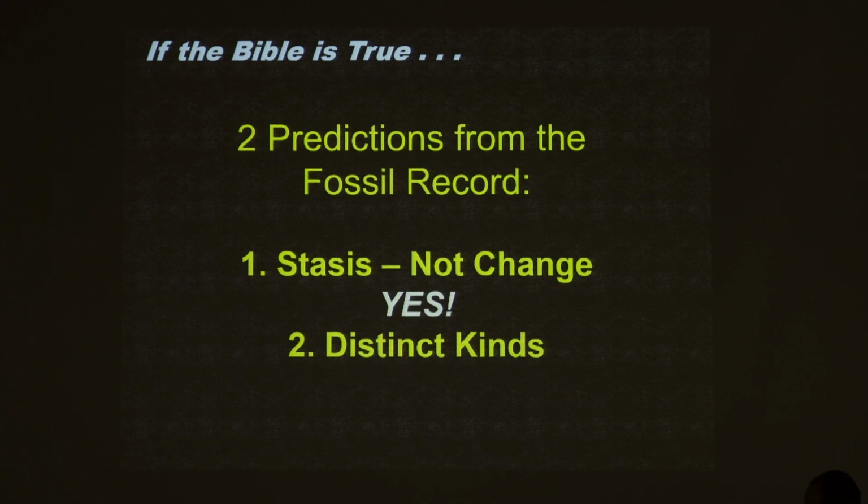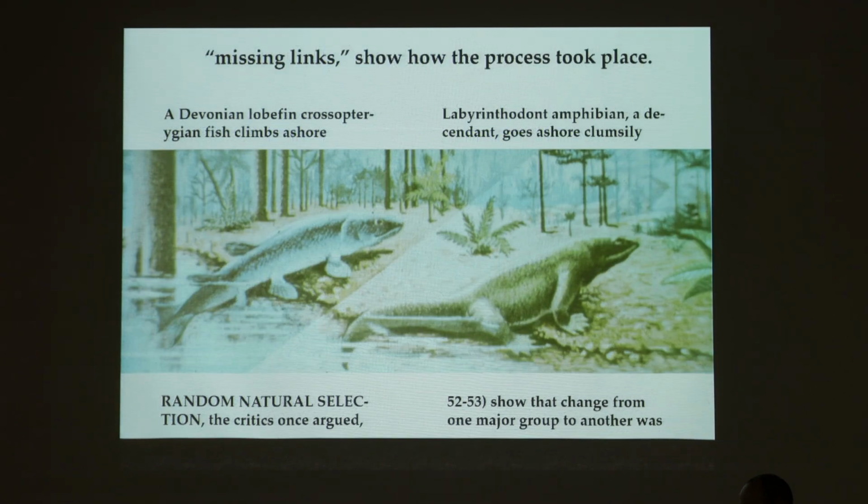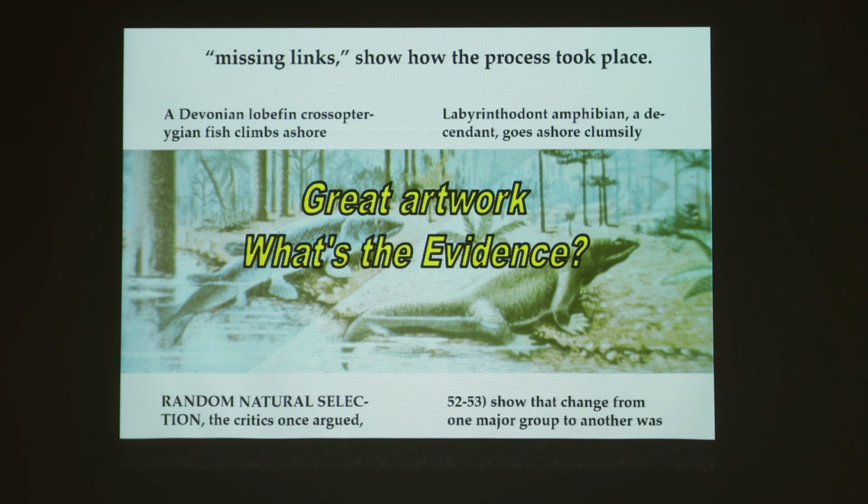We would also expect to find distinct kinds not changing into another. You may have seen something like this before. Here they're showing the fish trying to get its way onto land slowly, and it's eventually going to evolve into this creature. Well, this is great artwork, but when you see great artwork like this, I want to teach you to ask a question. The question you should ask is, what's the evidence?